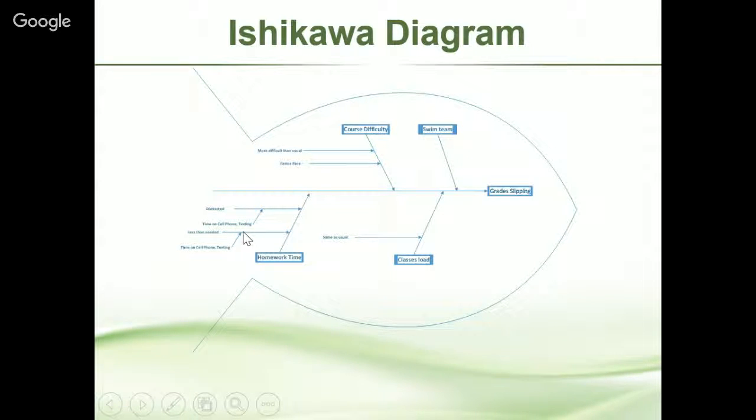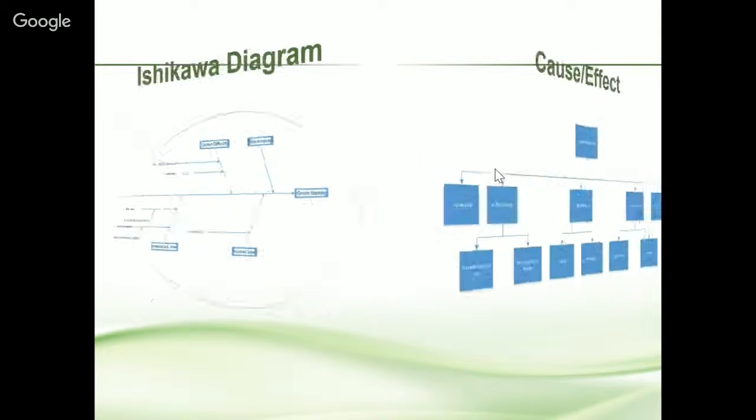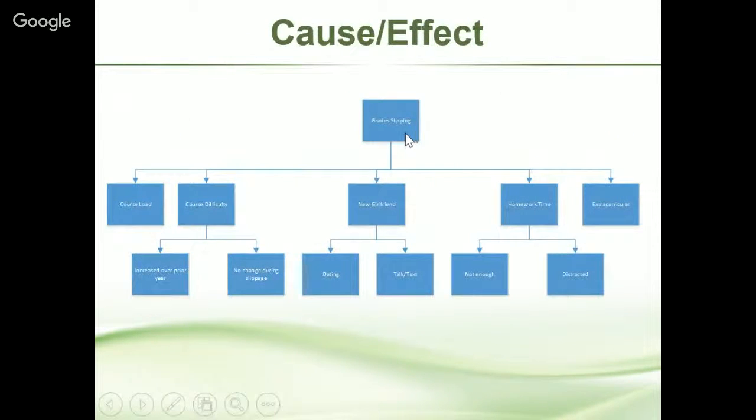Could be that it's less than needed. Why is that? Why is there less time than needed on homework? Time on the cell phone and texting seems to have gone up. What about distractions? That's the other cause that we could think of with homework. If he's distracted, why is it? Time on the cell phone and texting. And this is the kind of thing that you will often see when you're doing root cause analysis, is you start to get down to something that's reappearing more than once, and that's where you want to take a second look.